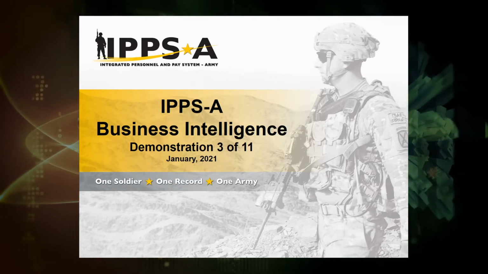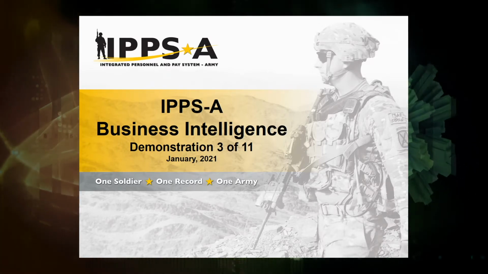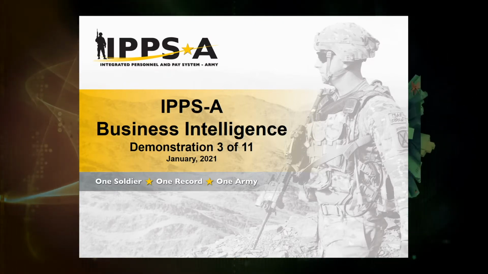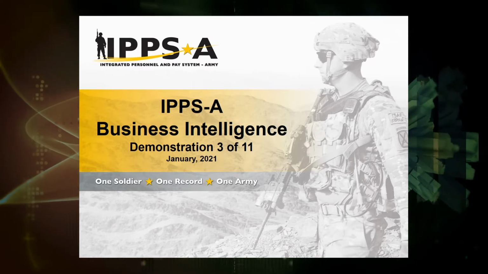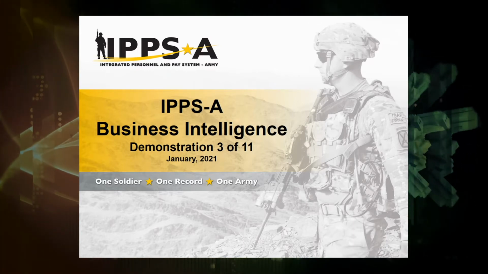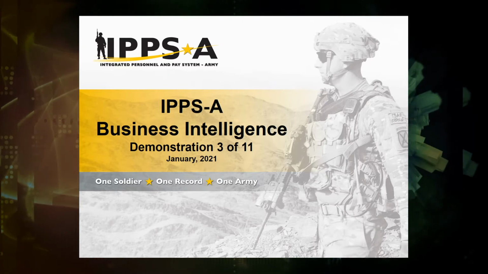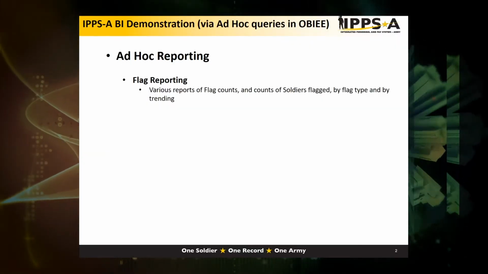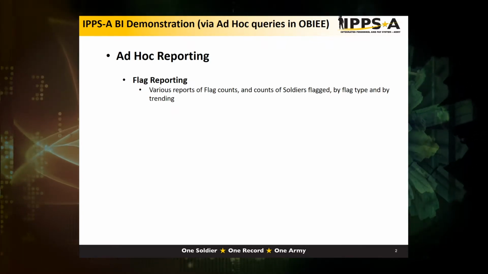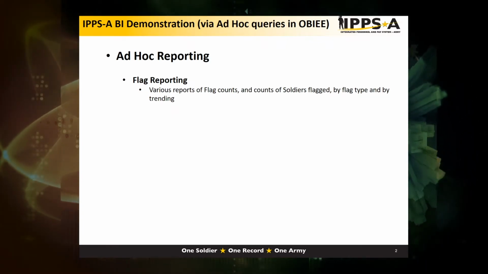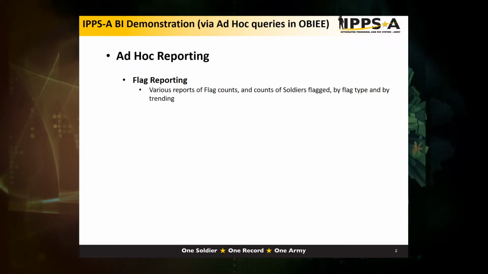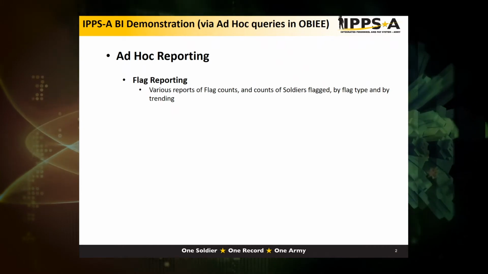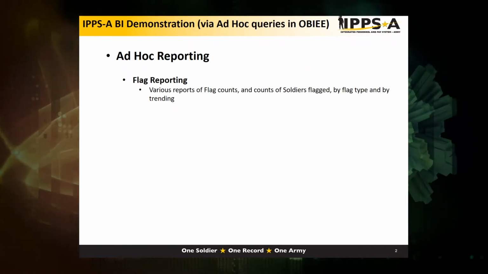Today we're going to go through the third of 11 IPPS-A BI demonstrations using the ad hoc query building capability. Similar to the previous two queries that we just demonstrated, this will be a report of counts of flags, SFPA flags, restrictions across the Army. So again, similar to before, it's going to be a count of flags. However, the counts in the following charts and graphs are going to be of flags themselves, broken out across types of flags, as opposed to counts of soldiers that have been flagged.